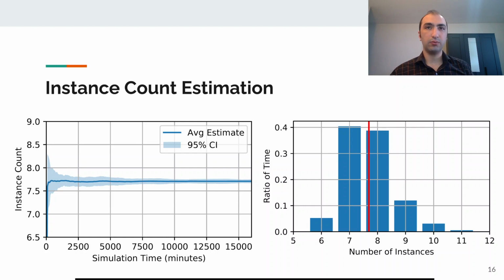And it can give you some figures like this. So for example, on the right, we have the distribution of the number of instances throughout time. So what ratio of time do we have 6 instances, 7 instances, 8 instances, or 9 instances? And we can see the average value here as well.